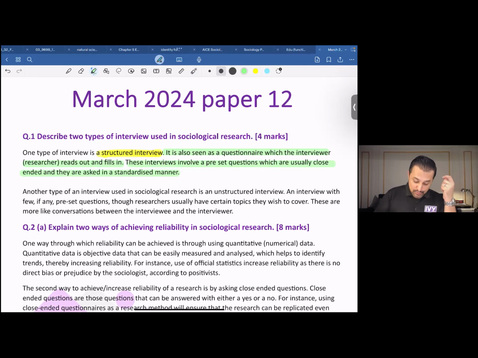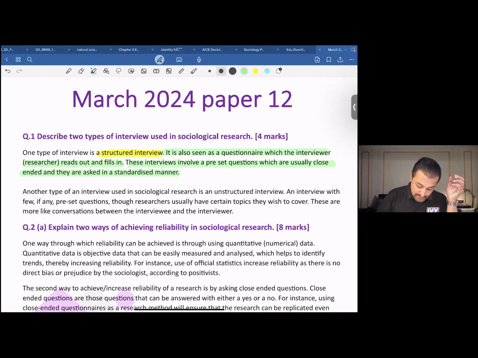So some students would at this point want to know how important it is to add this third line. I'd say do it, because you're just ensuring that the 2 marks that are allocated to that first type of interview that you've been asked to describe, you're not losing a mark there, right? So the yellow highlighted part shows you how you receive the first mark. The green highlighted part shows you how you receive the second mark.